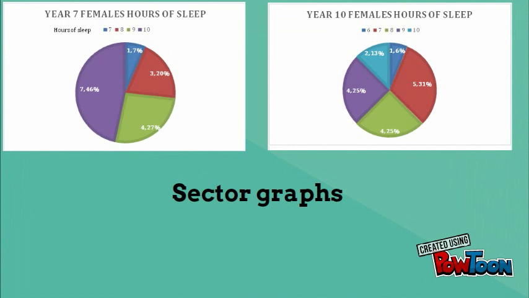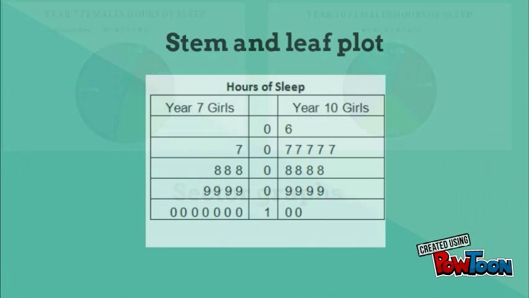The sector graphs were another great way to represent the data. The two sector graphs show the results for the Year 7 females next to the results of the Year 10 females, making them clear to compare.